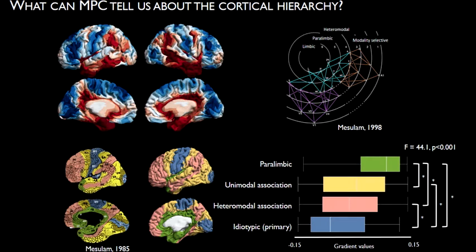And when you look at the placement of these classes on the gradient, you see this really clear effect. So I had to actually manually assign each of the nodes to this atlas, and you see that the idiotypic areas really lie at the bottom of the gradient. Then you have the association areas in the middle, and right at the top you see these paralimbic areas. So it seems like we're sensitive to laminar differentiation here. I think the evidence really supports this seminal literature on the relationship between cortical hierarchy and laminar differentiation.